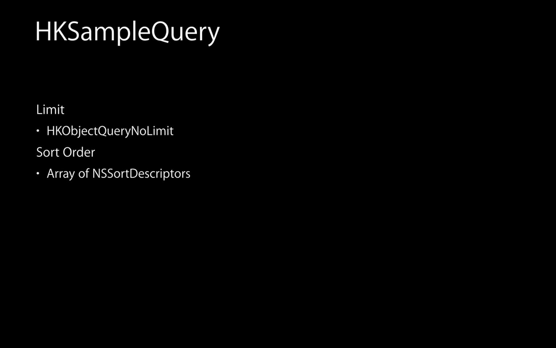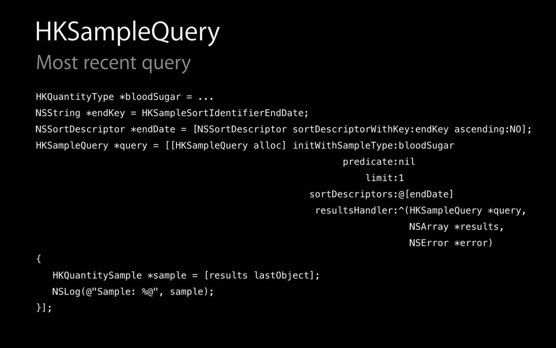They also have a sort order. This is an array of NSSortDescriptors that dictates the order in which you will receive your results. Here's an example of us creating a sample query to get our most recent blood sugar reading. First, we create our quantity type, which in this case is blood sugar. Next, we create our sort descriptor. Because we want the most recent, we want to order our results by end date in descending order.